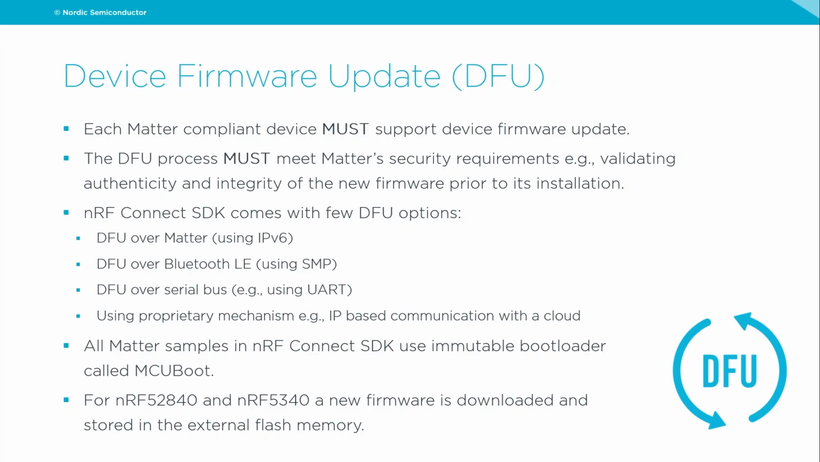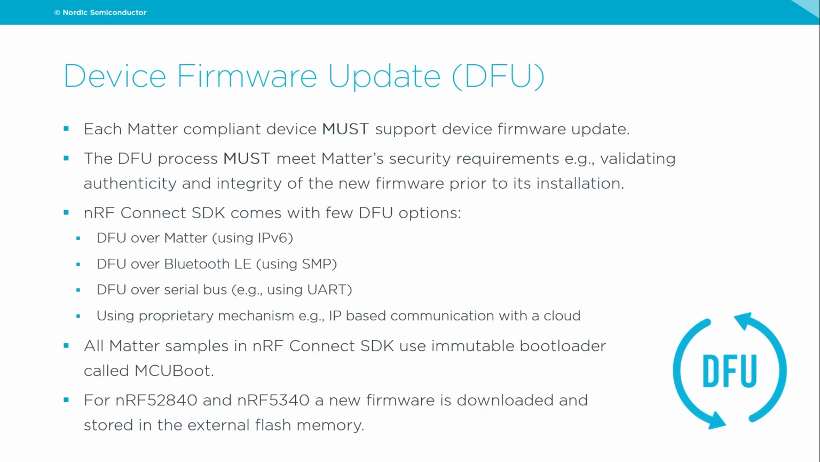Using nRF Connect SDK, you have a few options for performing firmware updates. First, you can use the DFU or OTA process defined in the Matter specification over IPv6. Then, you can also use our standard DFU over Bluetooth Low Energy. I will demonstrate both of these DFU options in a moment.